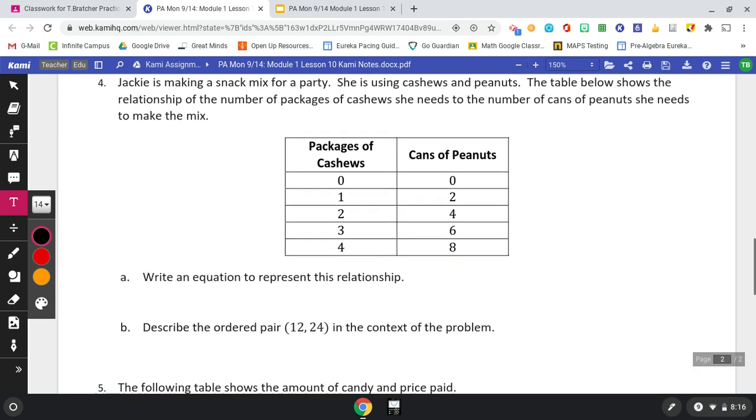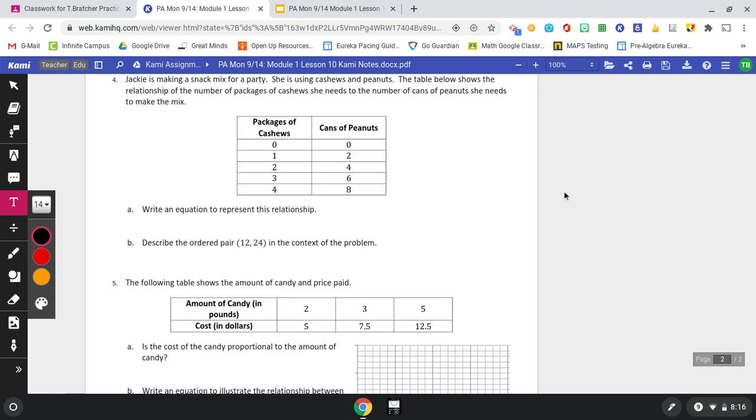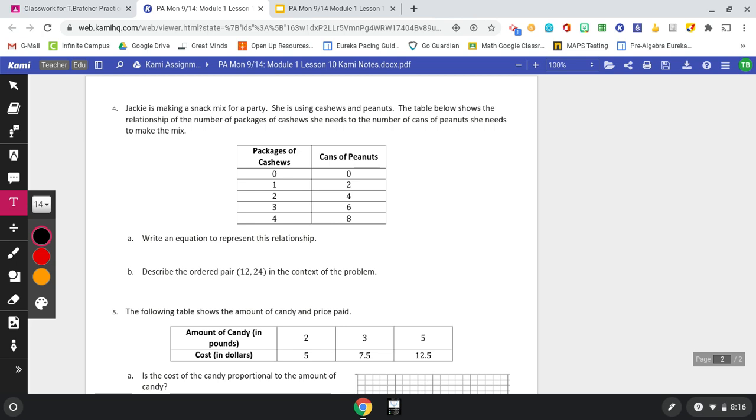All right, number 4. It says that Jackie is making a snack mix for a party. She is using cashews and peanuts. The table below shows the relationship of the number of packages and the number of peanuts. So remember, if it's not labeled, the first one is always x and the second one is always y. It says write an equation to represent this relationship.